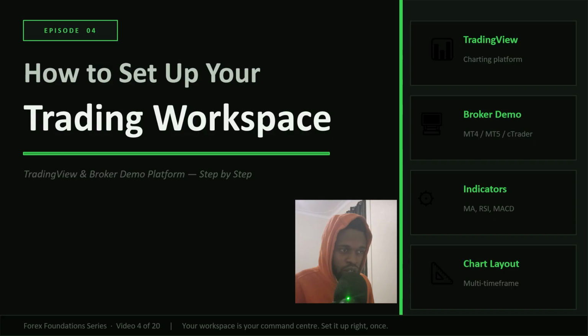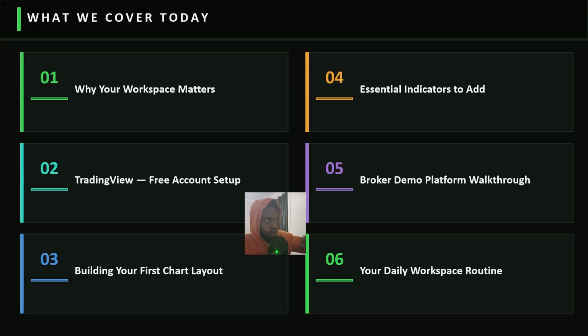Then we have the chart layout, whereby I'll be going through the different time frames and going into detail about where to use each in the market analysis. So this is what we are going to cover today. Number 1, why your workspace matters, TradingView, building your first chart layout, essential indicators, broker demo platform walkthrough, how to sign up, something like that. And then your daily workspace routine.